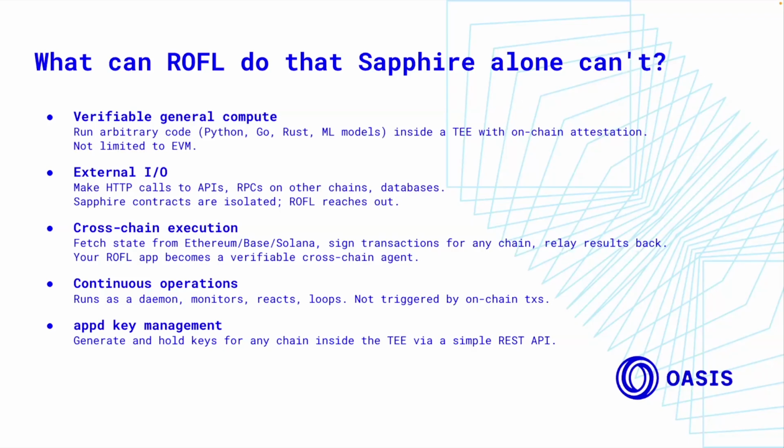You can run everything trusted in these TEEs. And you can run continuous operations. If you just use the chain, you only have triggers, like when a transaction comes in. If you run it in ROFL, you can run it as a daemon, run loops, whatever. And you have the key manager, where you don't need to use the chain, but can have a key manager simply by calling an API.